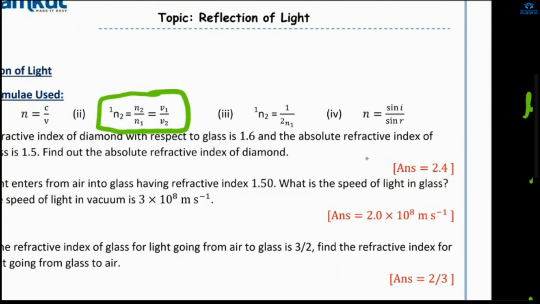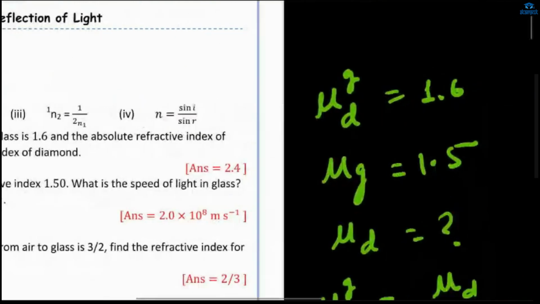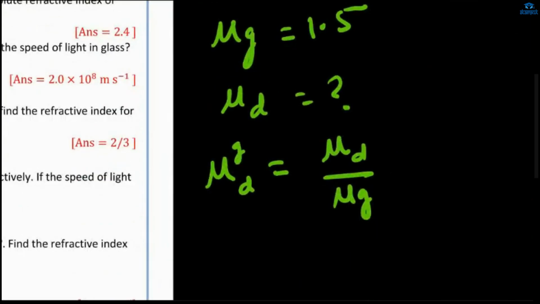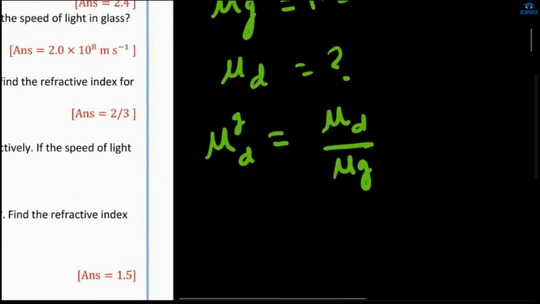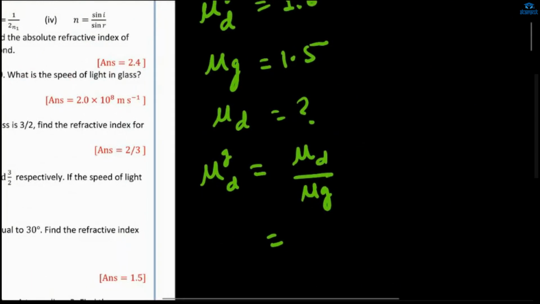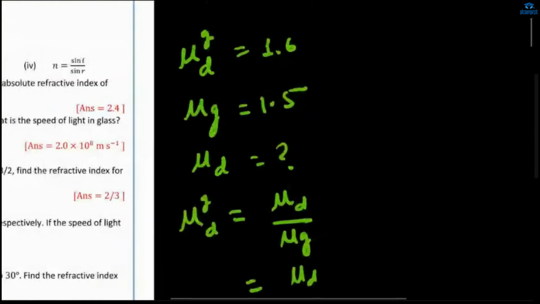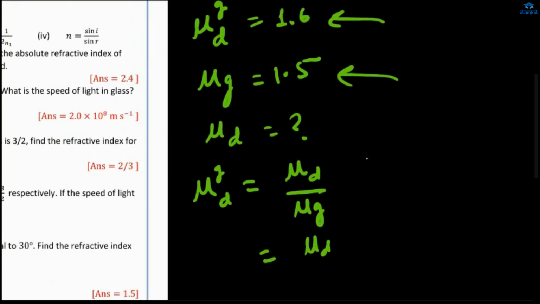So refractive index of 2 with respect to 1 will be equal to refractive index of 2 upon refractive index of 1. So here refractive index of D with respect to G will be equal to refractive index of D by refractive index of G. Okay, so what is given? Mu D we have to find, and we are given this and this. So 1.6, we can take mu G to this side. It will be into 1.5.